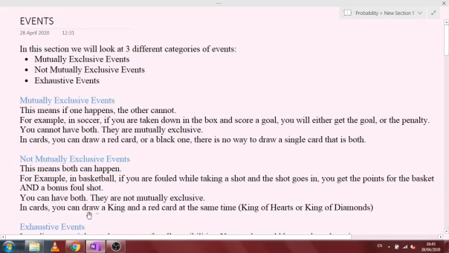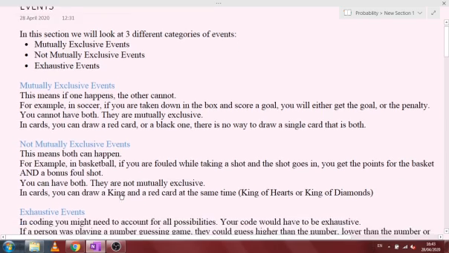In the cards example, you can draw a king and a red card at the same time. So the king of hearts is a red king and the king of diamonds is a red king. So you can have both. So they are not mutually exclusive. Having one means you can still have the second.